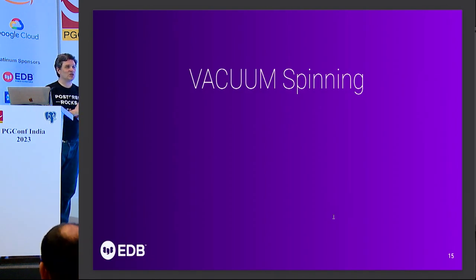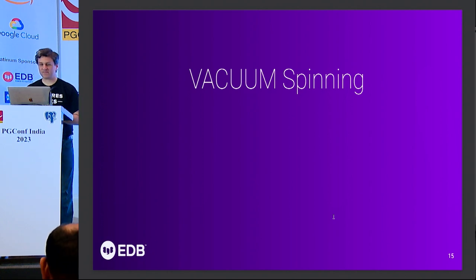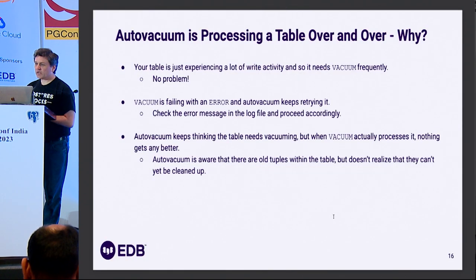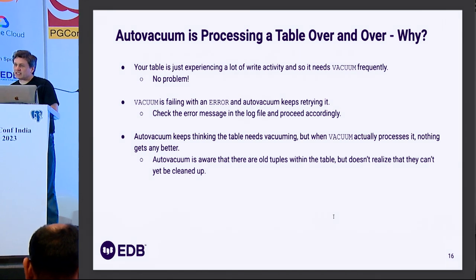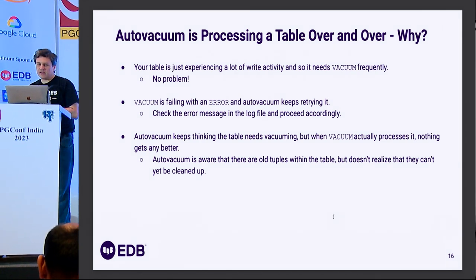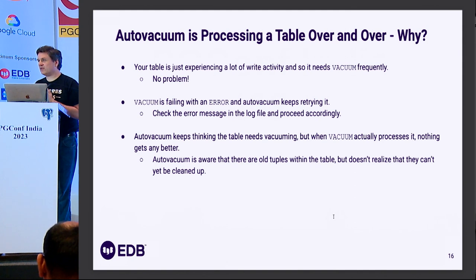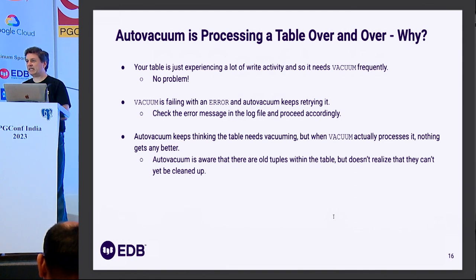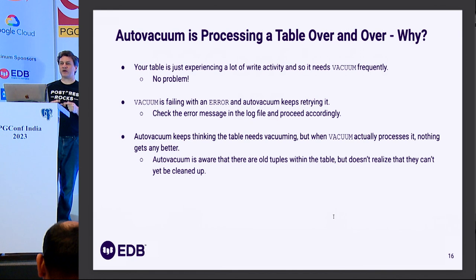Okay, that's all for slow and stuck. Now we're going to talk about spinning. So here, what the user sees is different. Here, it's not that the vacuum runs for a long time on the same table. It's that the same table is being processed over and over and over again.